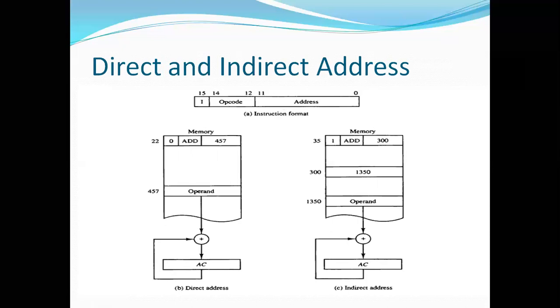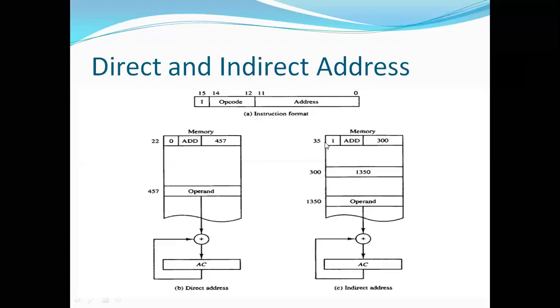This figure shows the difference between indirect and direct addresses. Direct address is indicated by 0, and indirect address is indicated by 1. In the direct case, the instruction adds the operand at location 457 to the accumulator, because the accumulator is the default. It goes to location 457, fetches the operand, adds it to the accumulator and stores the result in the accumulator. So this is the direct address.